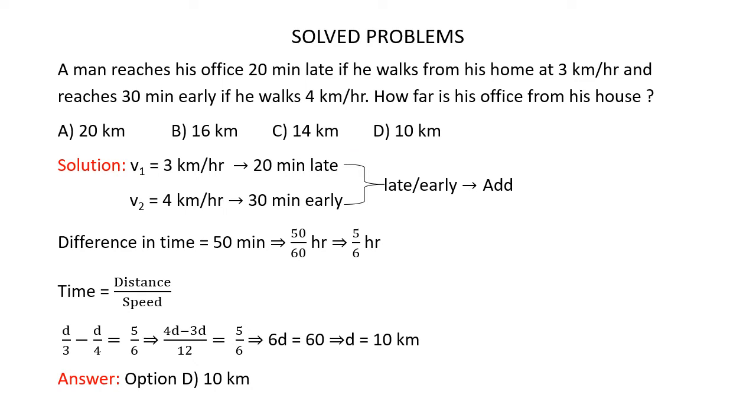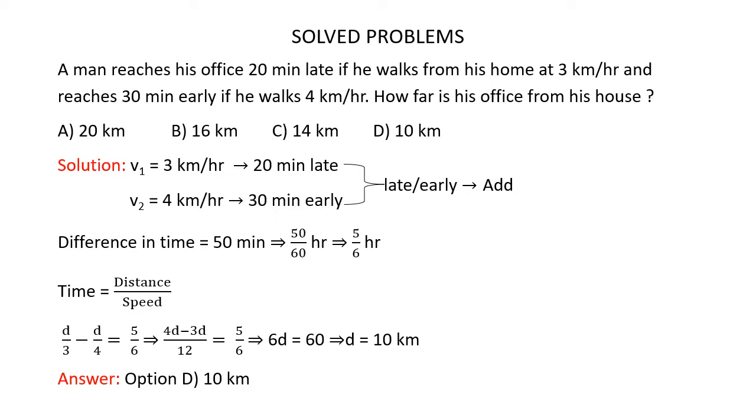Now it's given that if the man walks at 3 kilometers per hour speed, he reaches the office 20 minutes late. If he walks at a speed of 4 kilometers per hour, he reaches the office 30 minutes early. So here you have the times late and early. So to find the difference in time, you have to add these two times. So difference in time is 20 plus 30, which is 50 minutes.